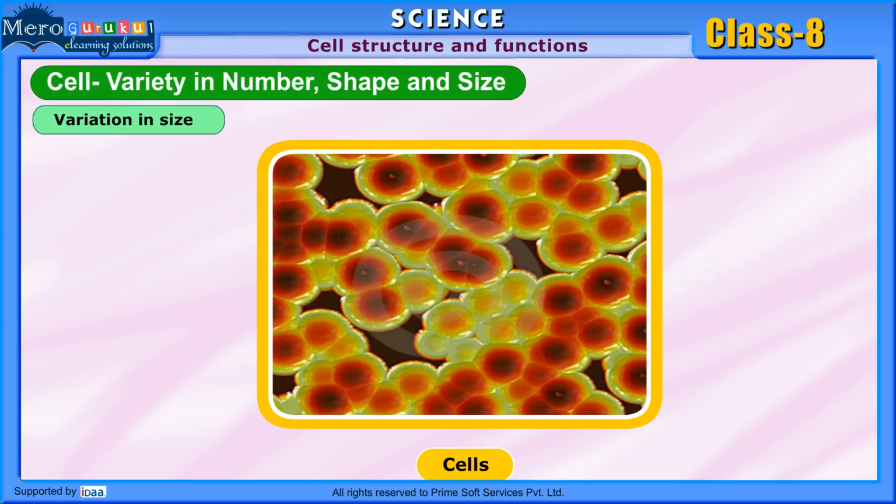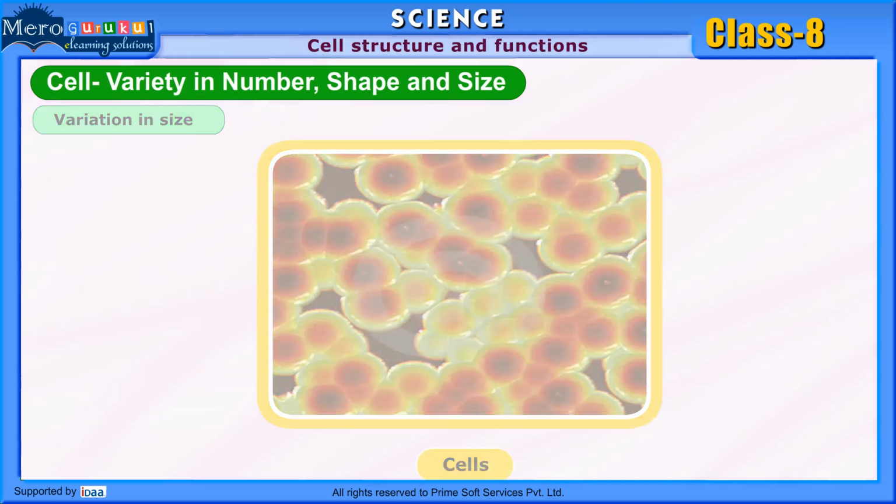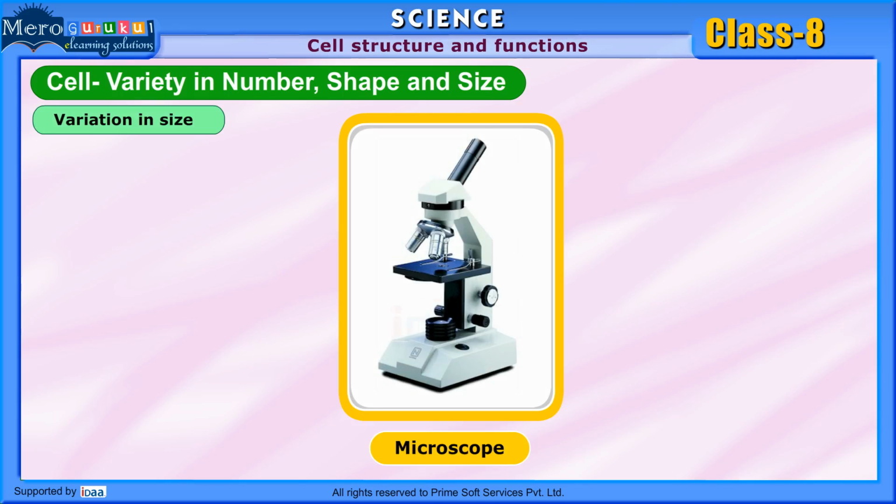Variation in size. The size of a cell may be as small as a micron, a millionth of a meter. Such cells are not visible to the naked eye. These cells can be seen under a microscope.